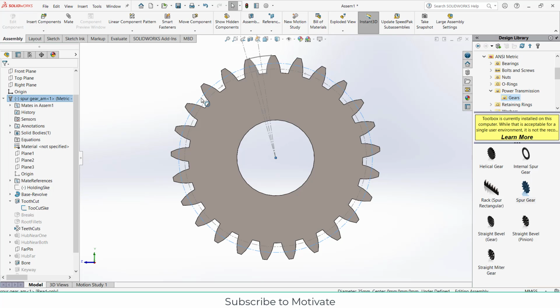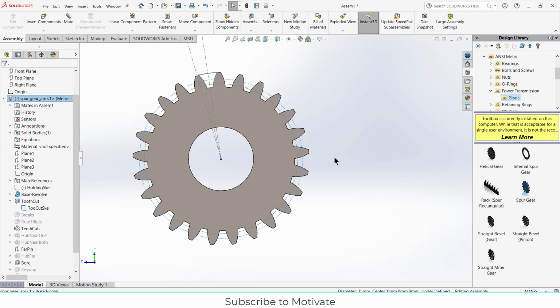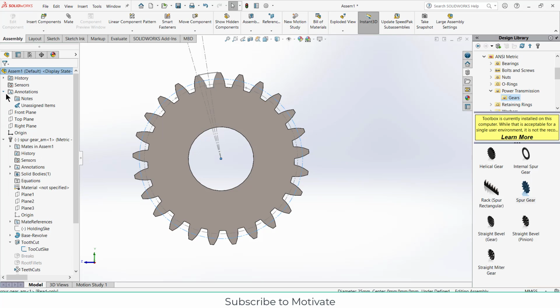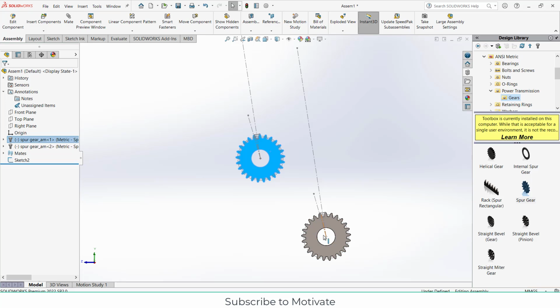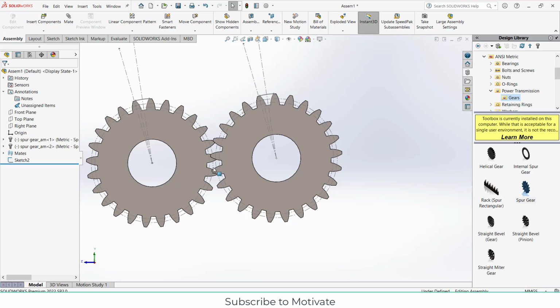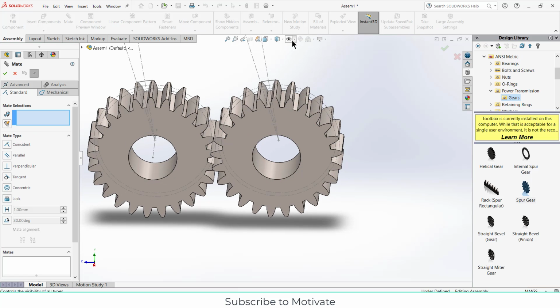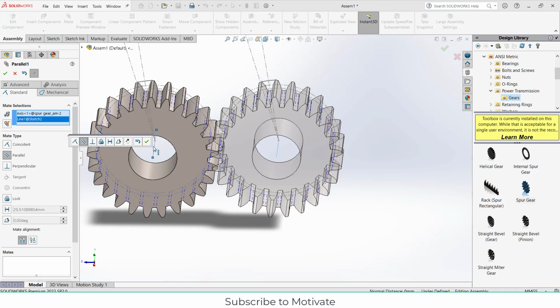Okay, now another thing is the pitch point. So what is a pitch point? If I select this gear and move it, let me show you what is meant by pitch point. I basically want you to visualize it. I don't want you to cram it or anything else. I just want you to visualize what it basically means.